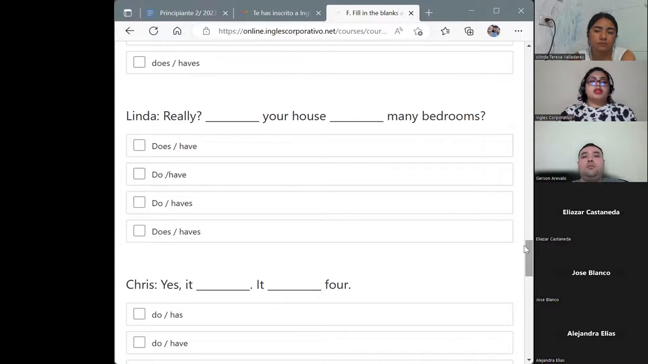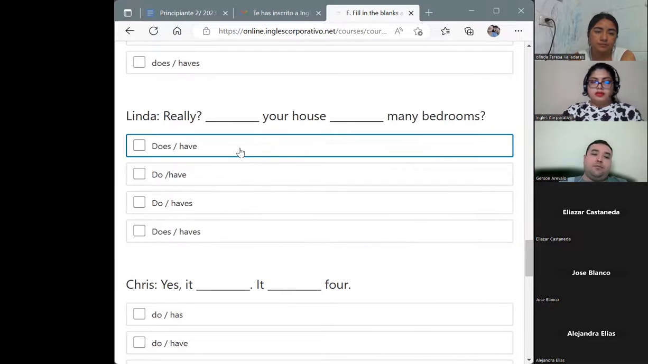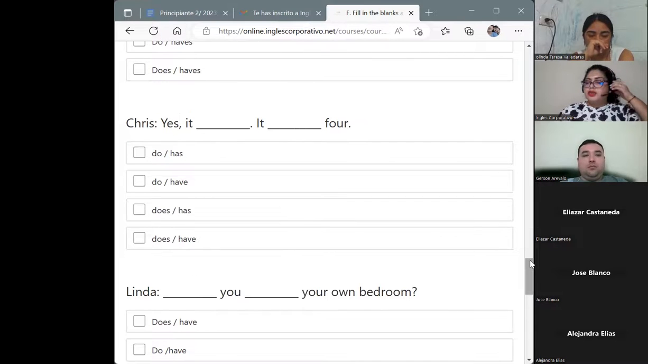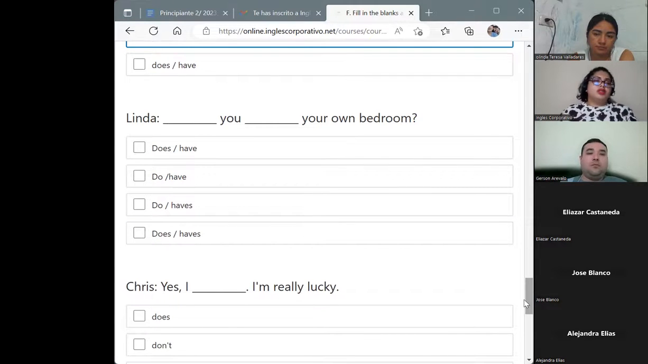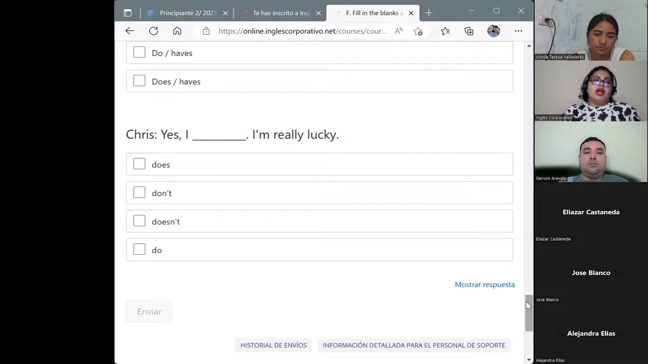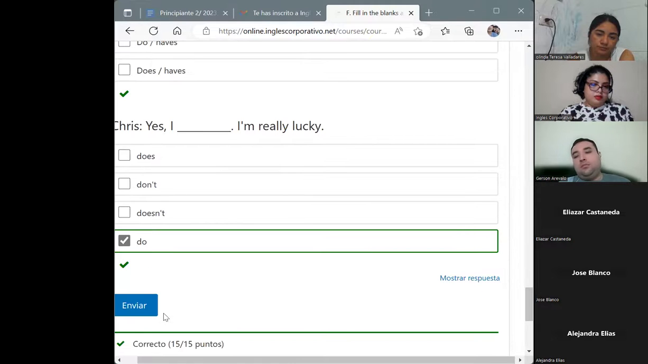Really, your house, many bedrooms, does have, do have, do haves, or does haves? Does have. Yes, it has four. Do has, do have, does has, does have. Does has. Your aunt's bedroom, does have, do have, do haves, or does haves? Do have. And the last one: I am really lucky. Does, don't, doesn't, do. Do. Okay, very good.